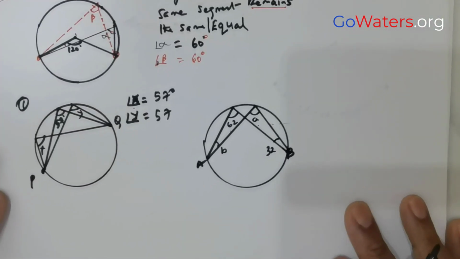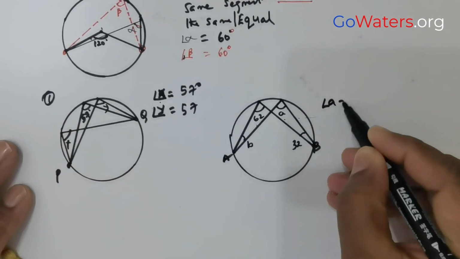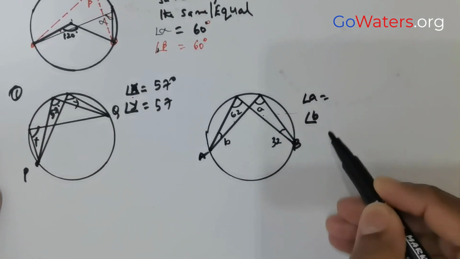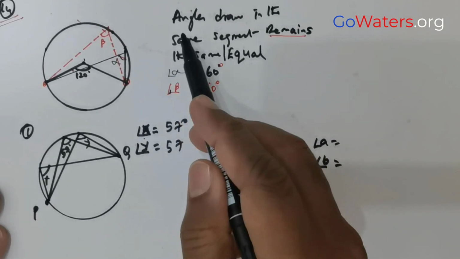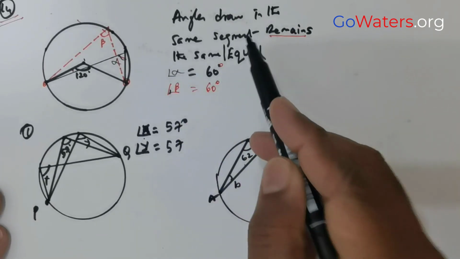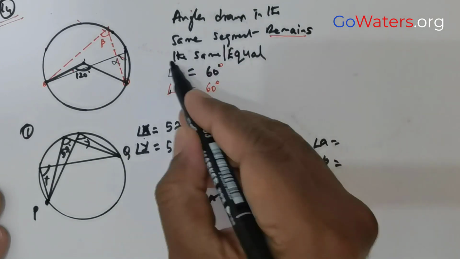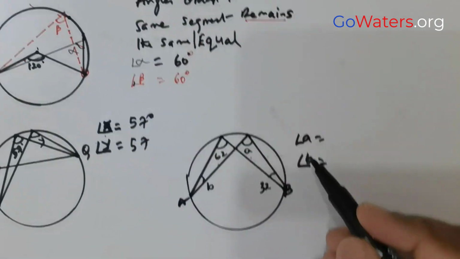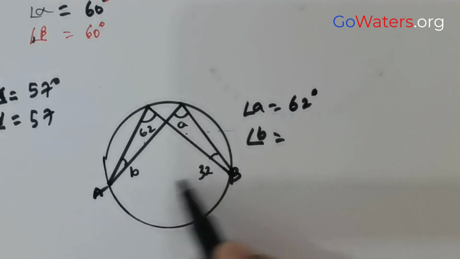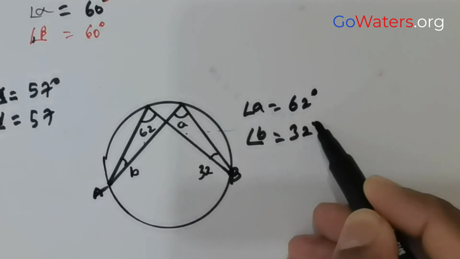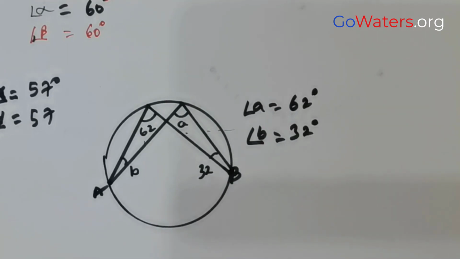Okay, we got another question. We are expected to find the value of A and the value of B. Now clearly we will be using the same property. Angles drawn in the same segment remain equal. So angle A is equal to 62 degrees and angle B will be equal to 32 degrees. So that will be the solution for this question.